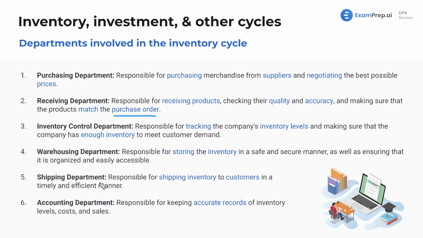You've got your shipping department. These individuals are going to ship inventory to customers in a timely and efficient manner. And our all too important accounting department, and of course, we're all accountants here, so they're the best. These are the best people. These individuals are going to tie into every cycle because they are responsible for keeping accurate records of, in this case, inventory levels, their costs, and their sales, but also any account that we're going to see with any of these cycles.